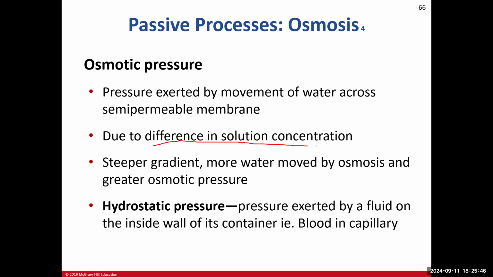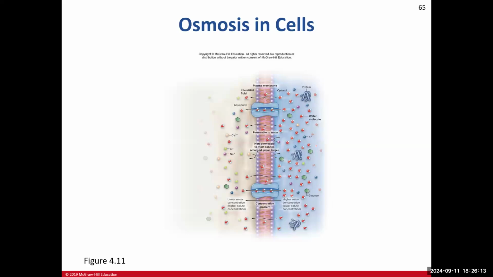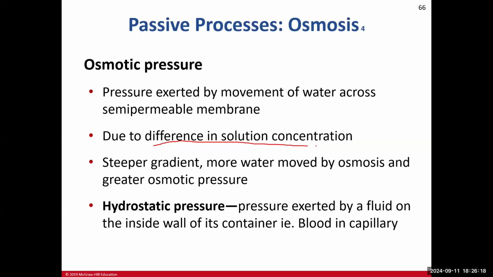So the steepness of your concentration gradient is going to determine how much water pressure is generated. If you have a not so steep concentration gradient, then not a lot of water is going to move. But if it's a really steep gradient, like what we see in this picture, we're going to see a lot of water moving from the area of high water concentration to the area of low water concentration. And this moves into a concept called hydrostatic pressure.